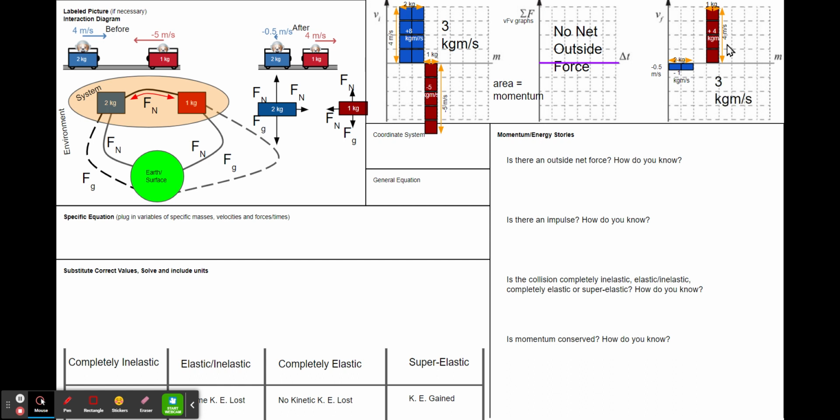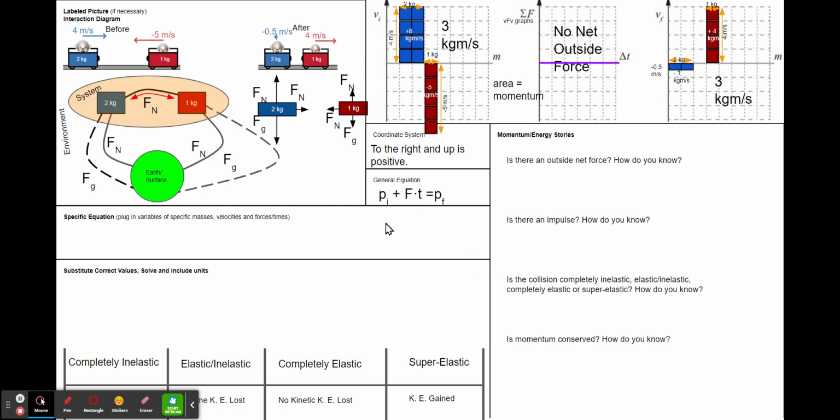After the collision, we do something similar. We take the 4 and the negative 1 to get 3 kilogram meters per second. So we notice that the momentum at the end is equal to the momentum at the beginning, and we say momentum is conserved. In my coordinate system, I'm going to say to the right and up is positive.